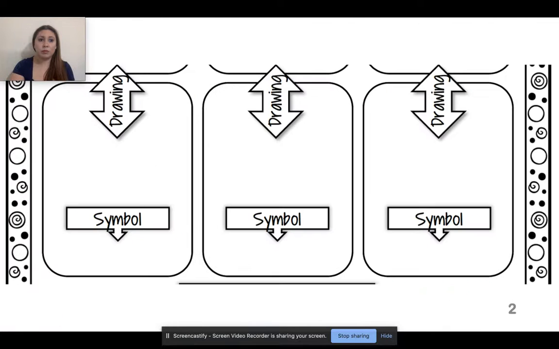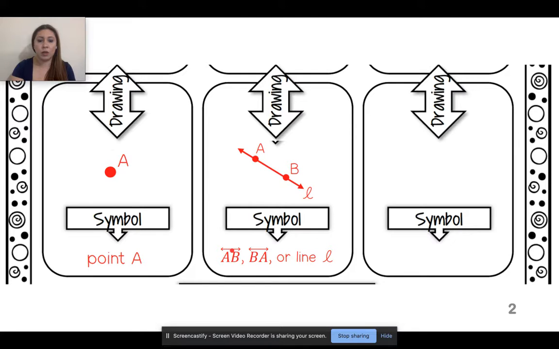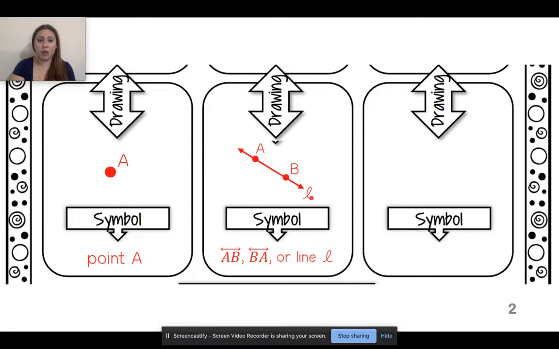Before moving on, here is a drawing of a point. The symbol for a point, you would just write point A. For a line, it would look like this. The symbol for this, the titles you can use, is AB with a little line on the top with arrows, or BA, again with arrows on the top, or I can write it as line with a cursive L, because this has a cursive L.